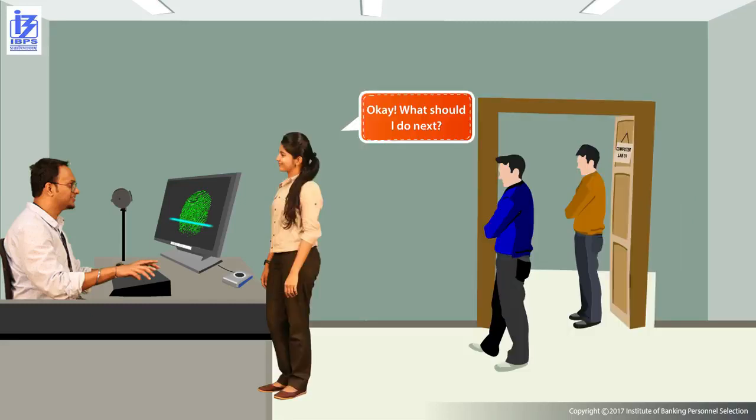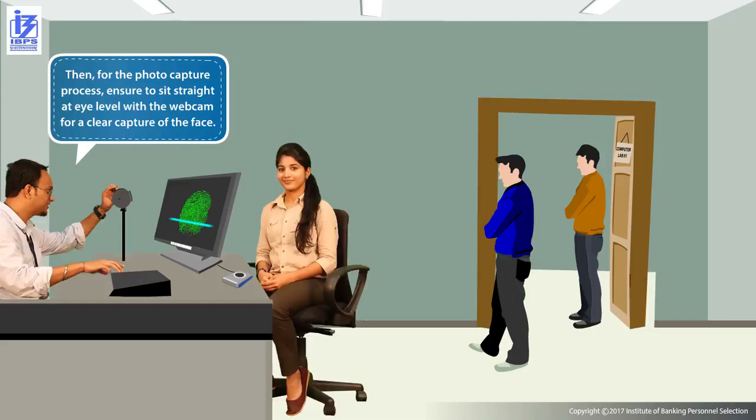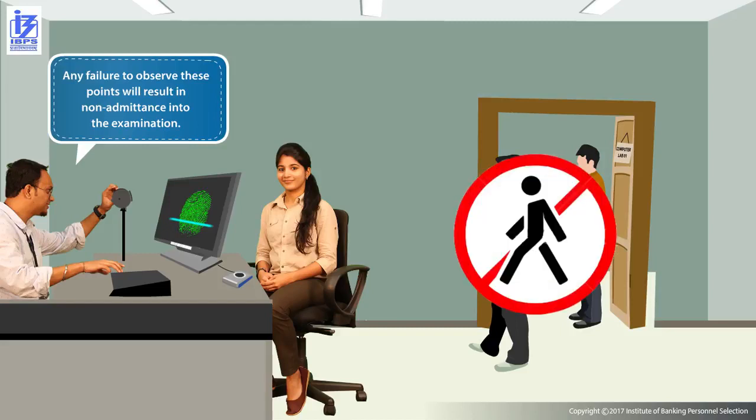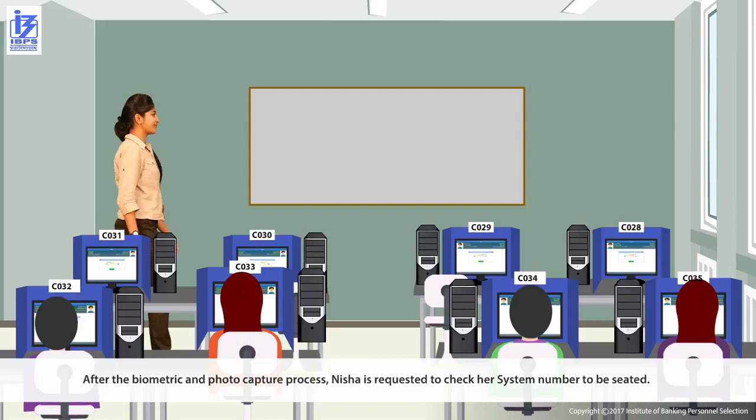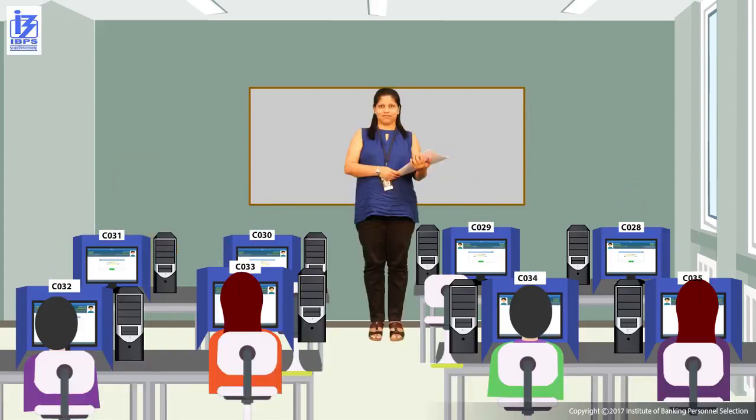Okay, what should I do next? Then, for the photo capture process, ensure to sit straight at eye level with the webcam for a clear capture of the face. Any failure to observe these points will result in non-admittance into the examination. After the biometric and photo capture process, Nisha is requested to check her system number to be seated.